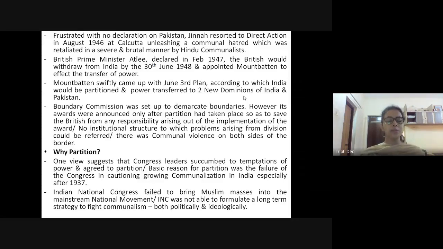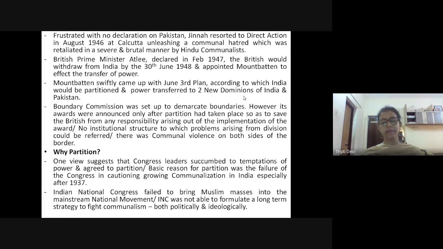Then British Prime Minister Attlee decided to declare February 1948 as the date that the British would withdraw from India, and it appointed Lord Mountbatten to effect the transfer of power. June 3rd plan, please look at it.